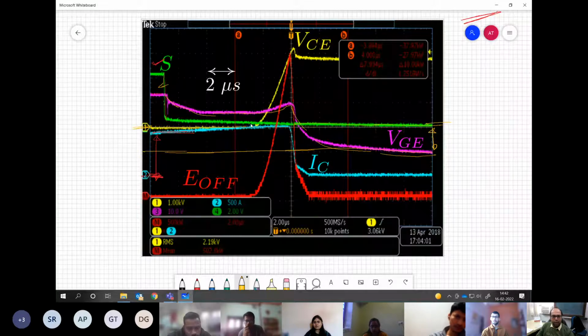So what will happen in effect? The current, if you observe, has not changed much. It is almost flat. And within that duration, the voltage has gone up to the highest value.